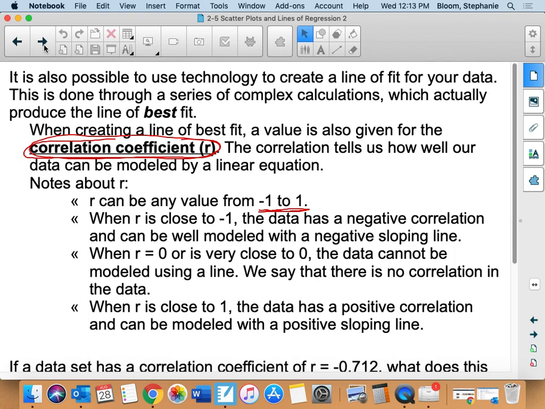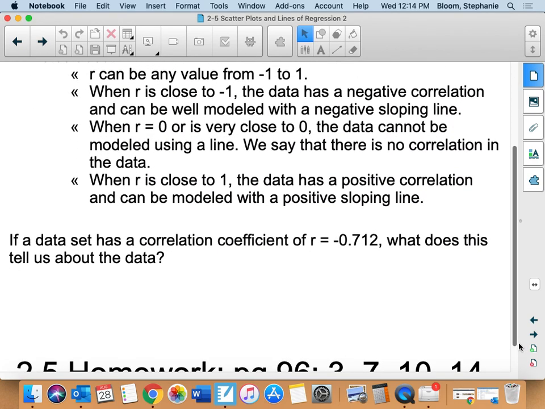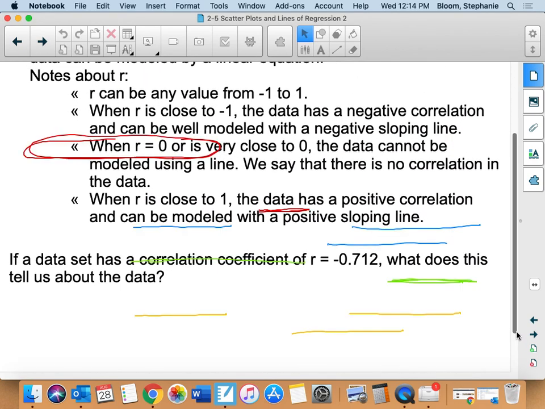When R is close to -1, it's going to have a negative correlation. So it'll have a negative sloping line. When R is 0 or really close to 0, there's going to be no correlation. No line could be drawn. And then lastly, when R is close to +1, it's going to have a positive correlation with a positive sloping line.